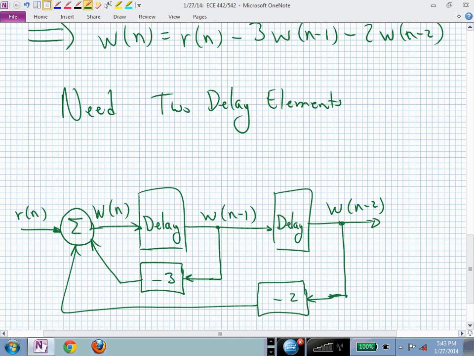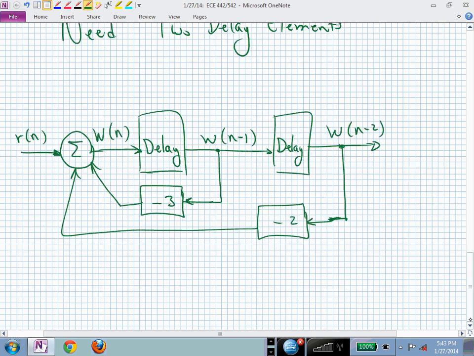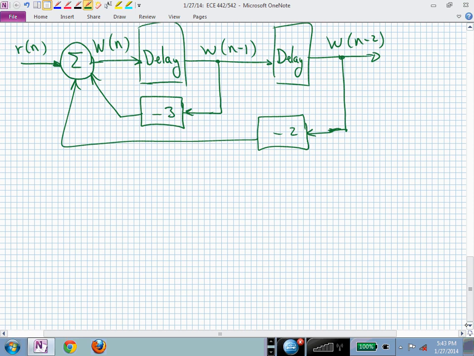Let me now just label. So here's what I'm wanting to do: create this state space representation.